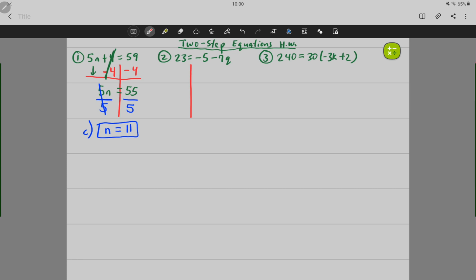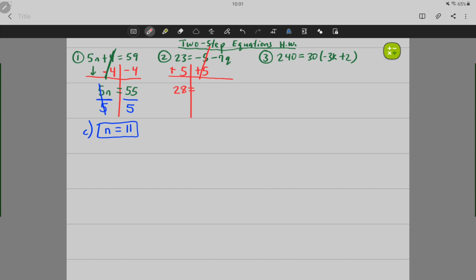Next, we look at the other term, the negative 5. So let's add 5. The left side, 23 plus 5 is going to give us 28. Bring down our equal sign. Negative 5 plus 5 is 0. Again, just cross it out.